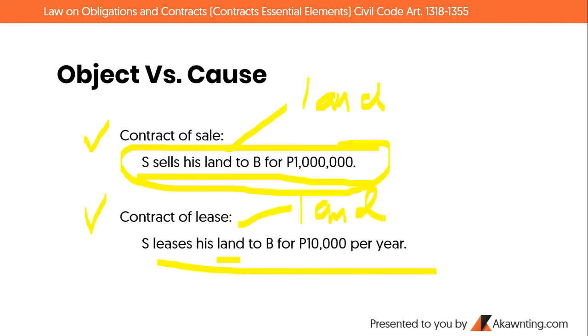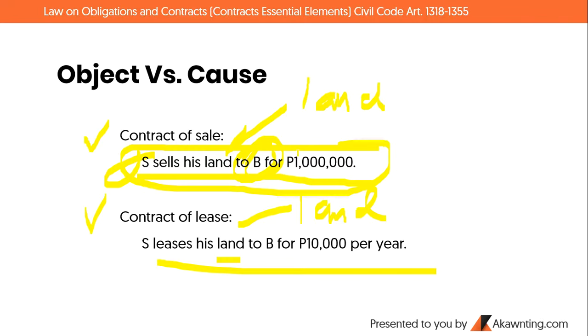Okay. The cause will depend. Okay? It depends. Are we referring to the perspective of S or the perspective of B? When we are referring to the perspective of S, the cause will be the price of the land. However, when we refer to the perspective of B, the cause will be the what? The delivery of the land. Okay? So, that's simple.